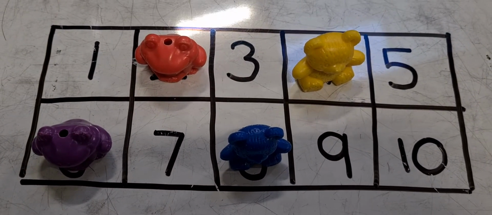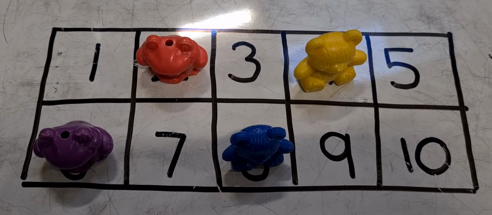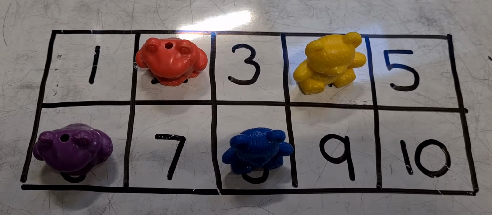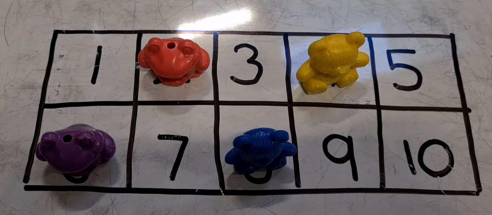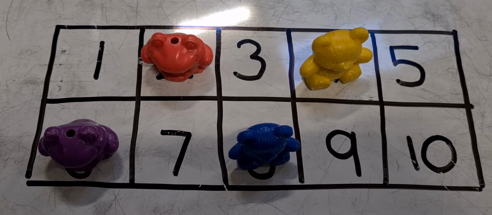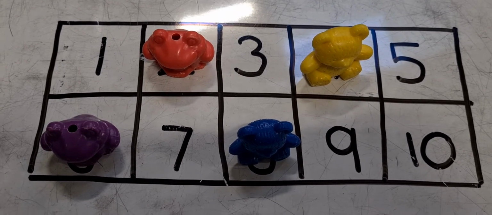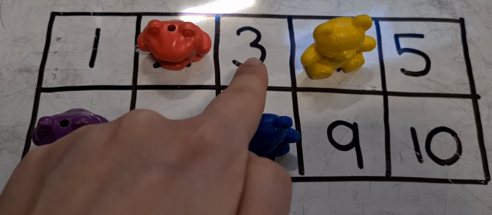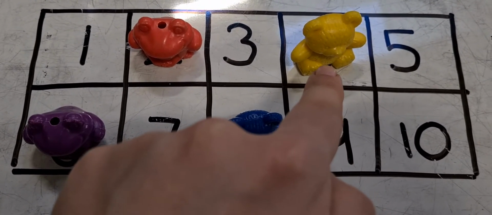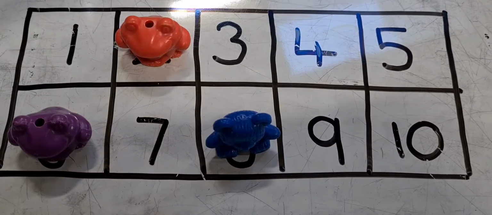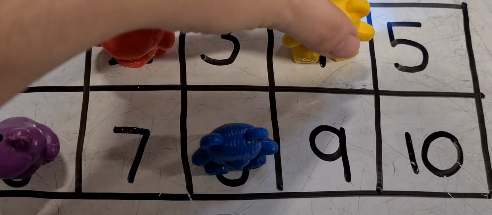I want you to have a look at the teddies. Have a look at the yellow teddy. What is 1 more than 3? 1 more than 3 is 4. Let's have a look. Yes!